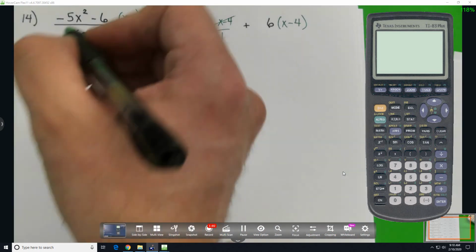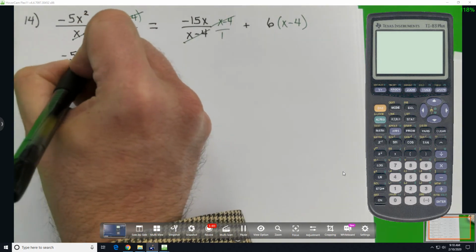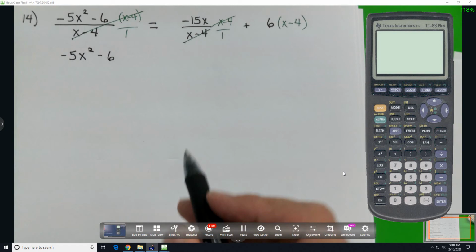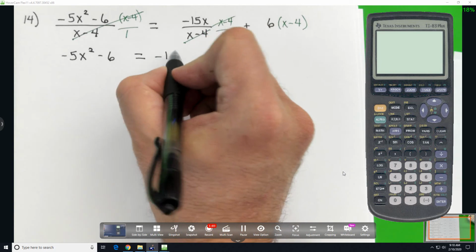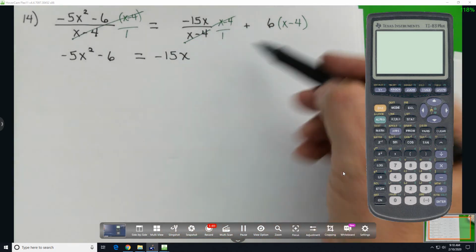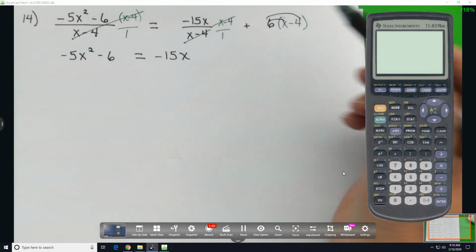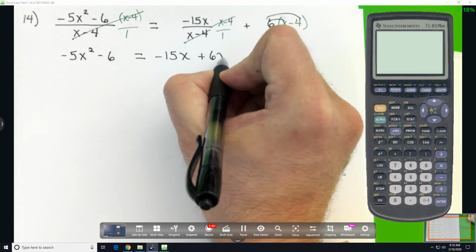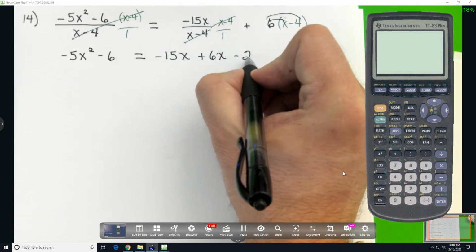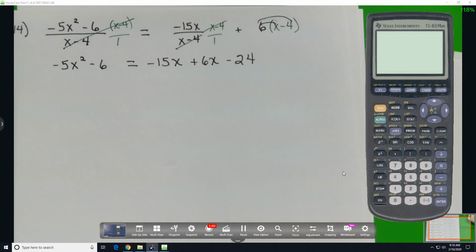Let me write what we have here. A negative 5x squared and a minus 6. Then an equals a negative 15x. And I'm going to go ahead and distribute that 6 right there. So that would be a plus 6x and a minus 24. Well, is this a quadratic equation? Yeah, it has that x squared in it.